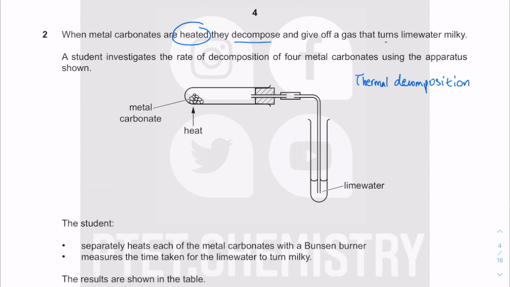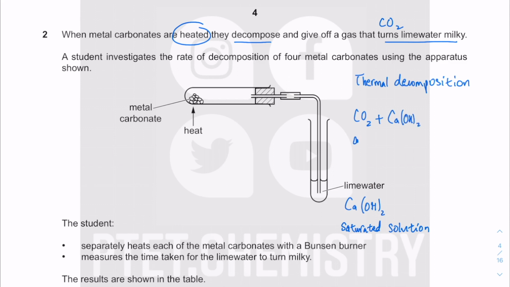It gives off a gas that turns lime water milky. So that is CO2 gas. Carbon dioxide gas turns lime water milky or cloudy. And that is a result of CO2 reacting with lime water, which is actually a saturated aqueous solution. It is soluble, but it's the maximum amount that can dissolve in that volume of solvent. So calcium hydroxide is lime water, a saturated solution.